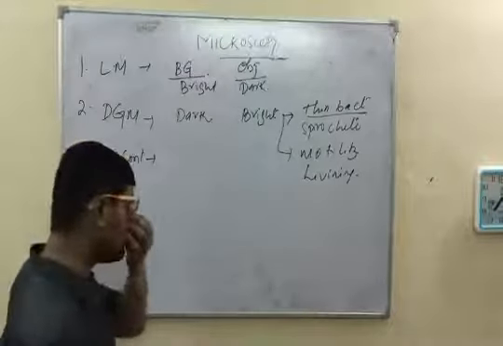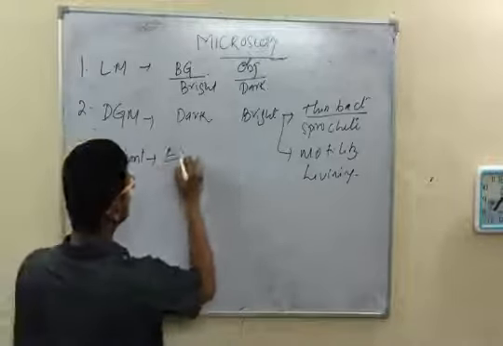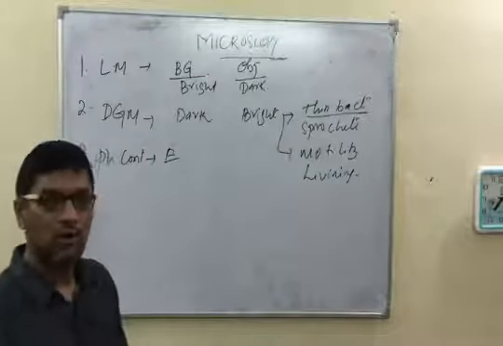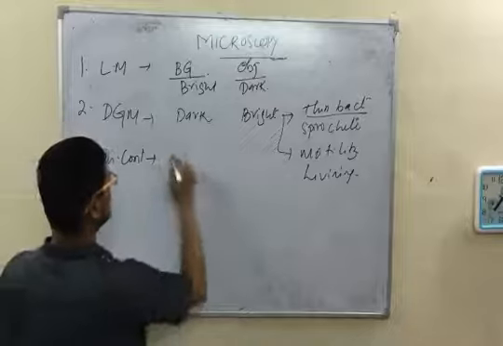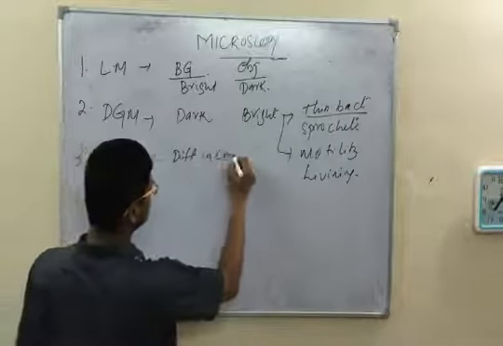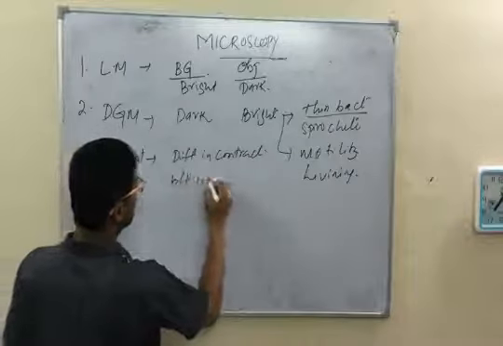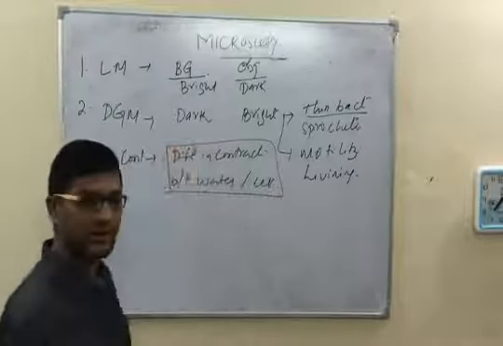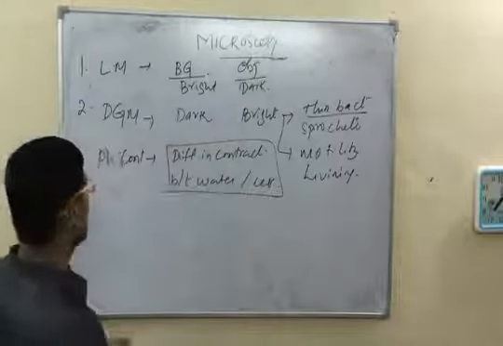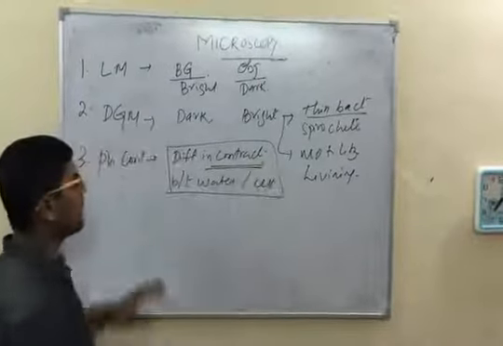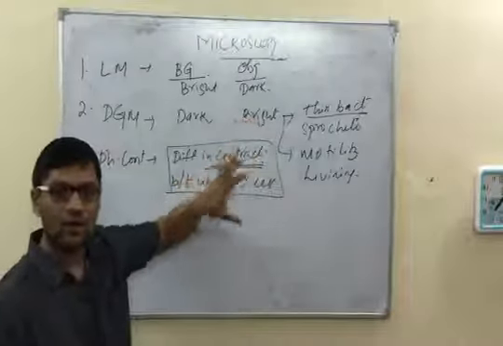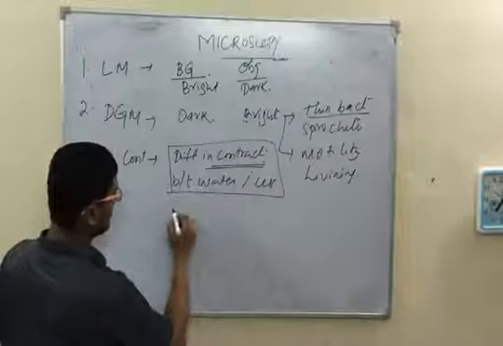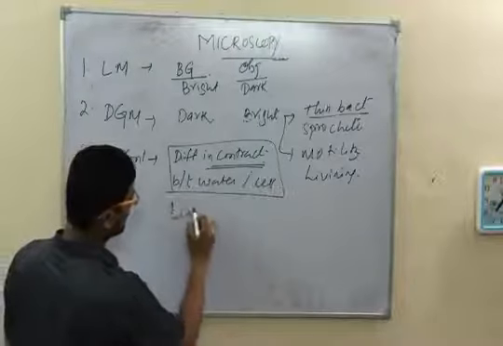Next is phase contrast microscope. Phase contrast microscope exploits the property of contrast to demonstrate the objects. They say that the differences in contrast between water and bacterial cell, this property is exploited to demonstrate the bacteria in the sample. And so this is again a microscopy method that enhances the contrast to demonstrate the bacteria. And the use of phase contrast microscope is that it is helpful to demonstrate the bacteria in living stages.